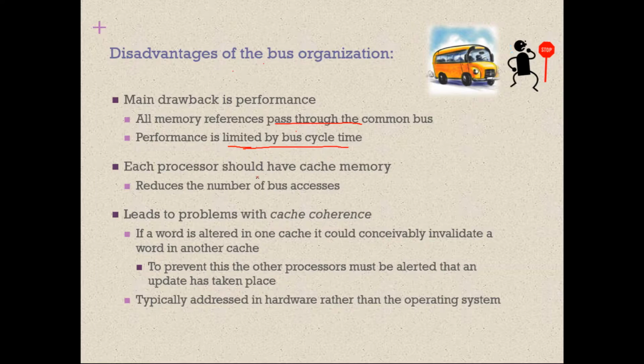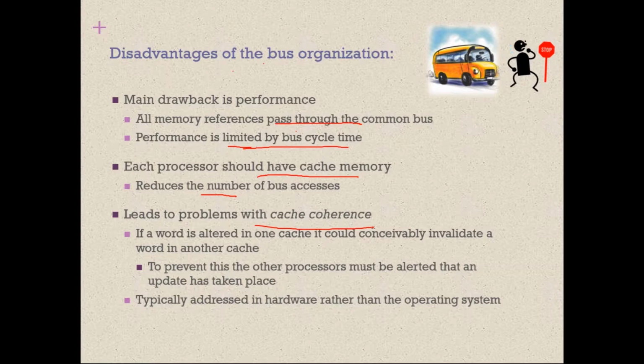Each processor should have its own cache memory. This reduces the number of bus accesses. But again we are imposing a constraint on the cache memory, right? That means we are saying that everybody should have their own cache memory. Actually that is also one of the disadvantages, because we are imposing a constraint that cache memory should be present. If cache memory is not there, then it will create a problem. And another problem with cache memory is that it also leads to a problem called cache coherence.